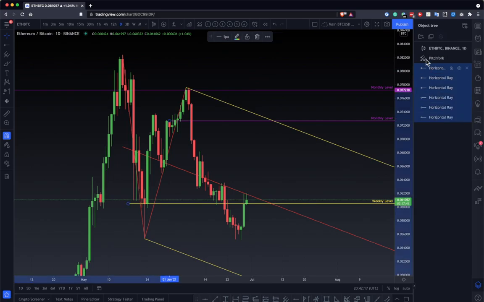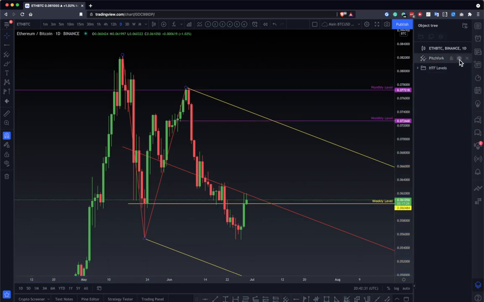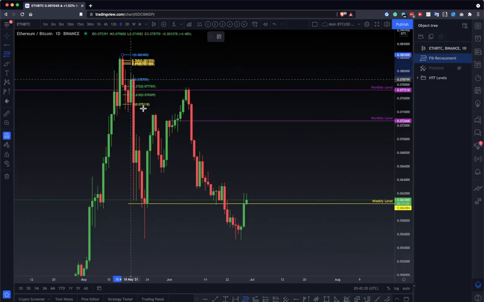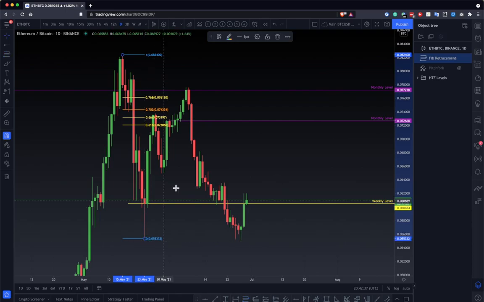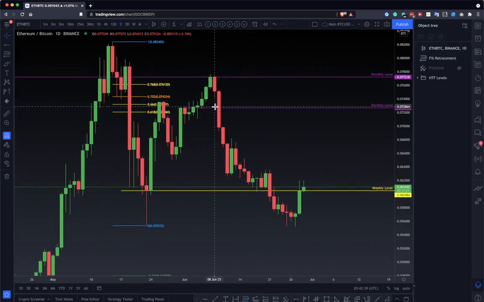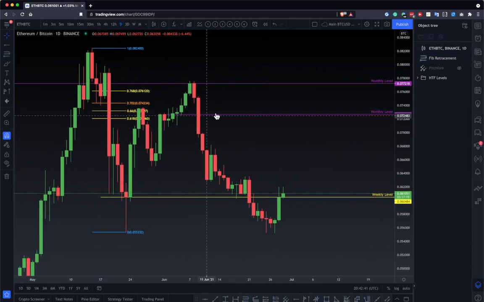So let's just make this more organized. I will use our high time frame. We have that, and let's see what fibs do we have. Yeah, this monthly level is a strong level.